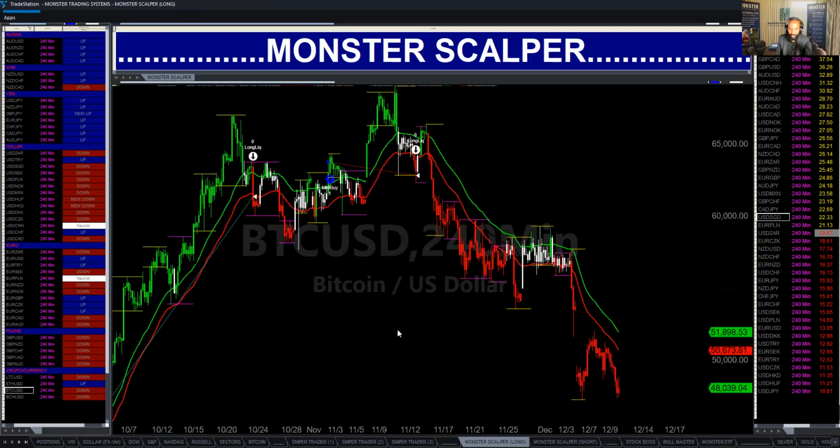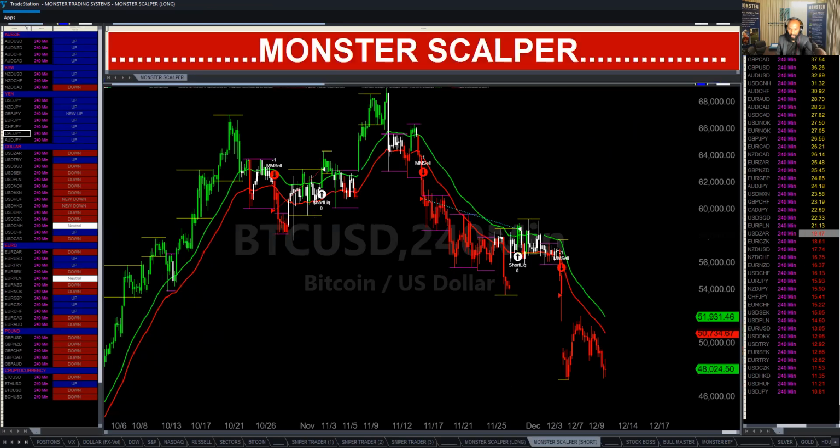We can always find another trade, always find another trade. So we got out on Bitcoin on the 240 at right about 62,000, and we've been out. Here it is now at 48,000. That's a big drop.